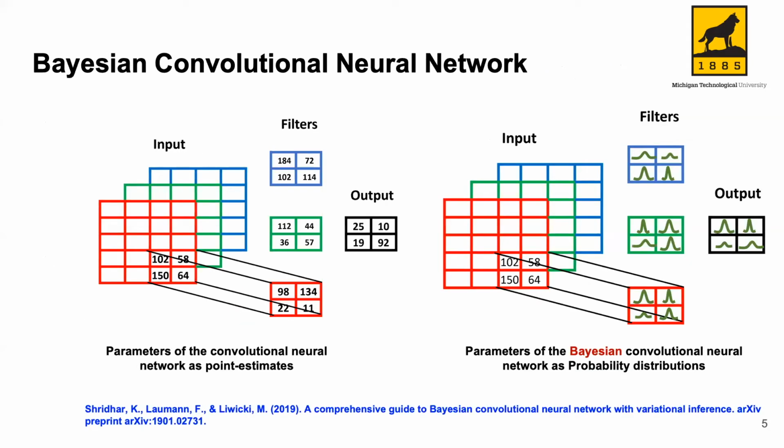This is another schematic of the deterministic versus Bayesian convolutional neural network. As you can see, in the deterministic network, the filters finally give you deterministic values. Whereas in the Bayesian neural network, these filters are probabilistic, identified by their probability density function.